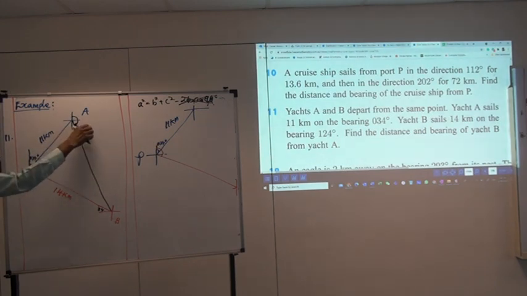If we want to find this bearing, do we know this? Can we get this? Yeah. What is it? Oh, it's going to be this one. That will be 56. Yeah. This is 56 also. Then this will be 56.